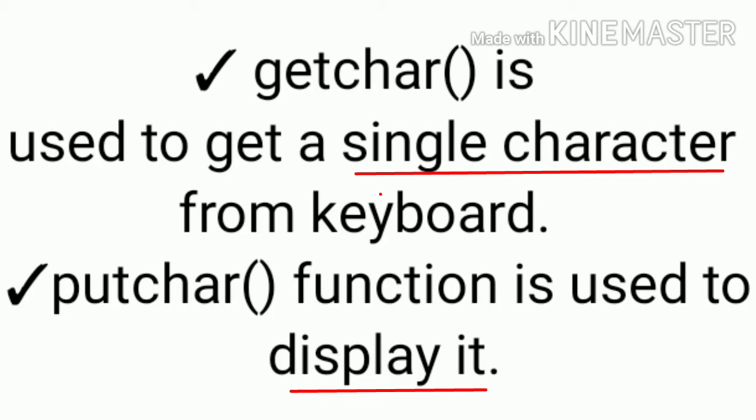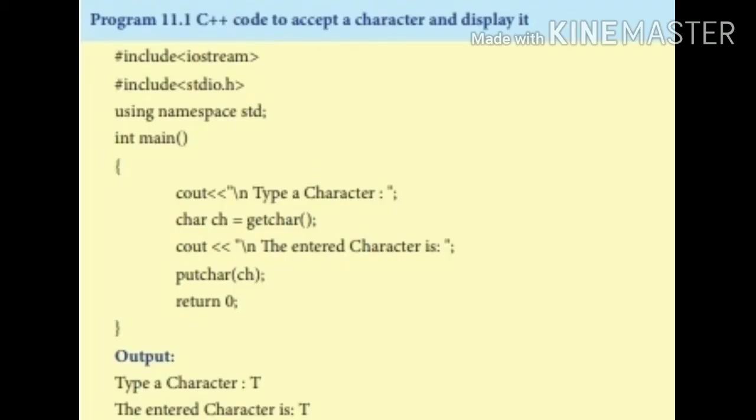For example, in this program, as usual, we declare the header file iostream. If you use getchar and putchar in this program, we declare the header file #include stdio.h, that is the standard input output header file. Here we use the getchar function, which is used to get the character from the user, and then that character should be printed. We use the putchar function, putchar of ch. So the output is: type a character T, and then that character is printed, that is T.